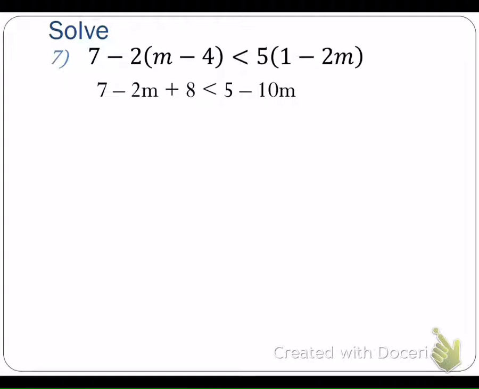All right, 7 plus 8 on the left side would give us what? 15. All right, now I've got m's in more places than I want m's.